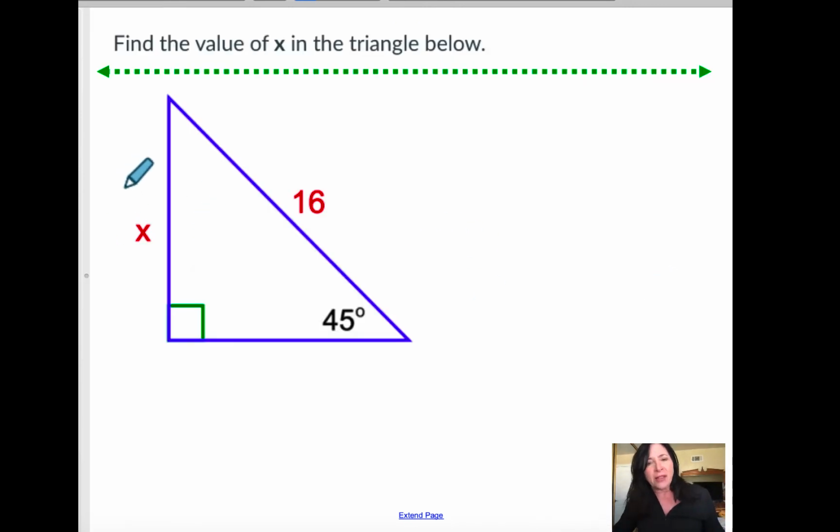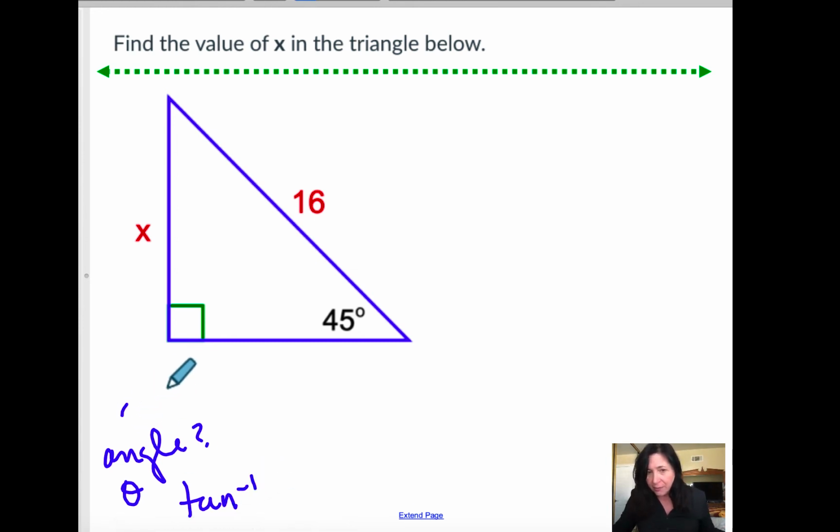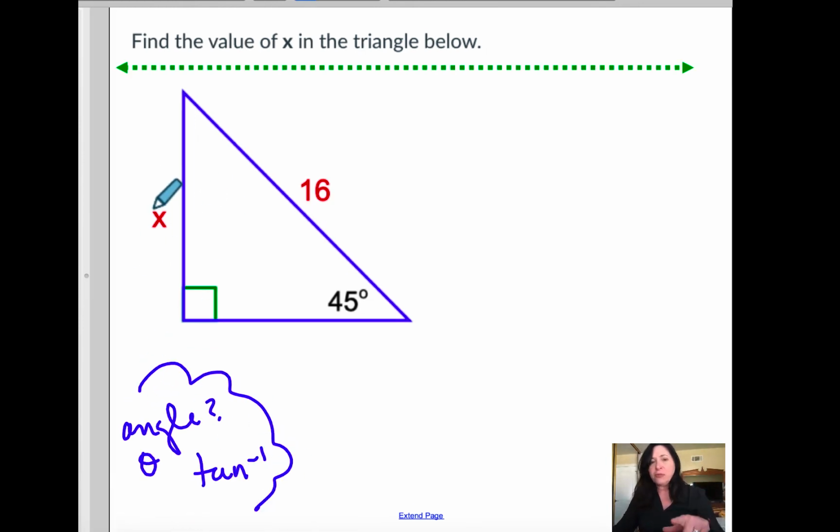This is saying find the value of x. I'm looking for a side. Now remember, in the previous problems, when I was looking for an angle, that's theta. When I don't have a value for theta, remember that I'm going to use what's called arctangent, right? That's not this problem. This problem, I'm looking for a variable.